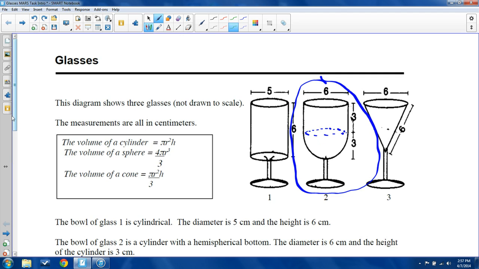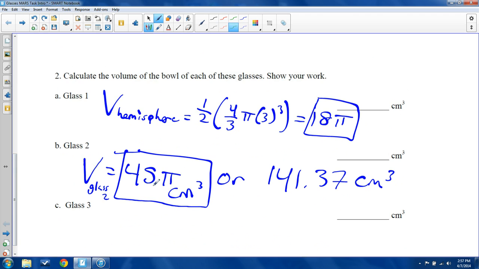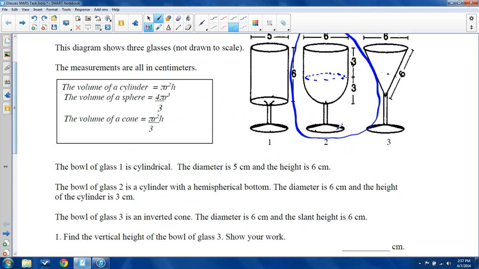You can do the math to figure it out. We already did a little part of it. If you remember, the hemisphere is 18 pi. The whole thing is 45 pi. Well, 18 pi over 45 pi is 18 over 45, which reduces to what? 6 over 15? 6 over 15 is less than 1/2, right? So the bottom is less than half the entire thing.